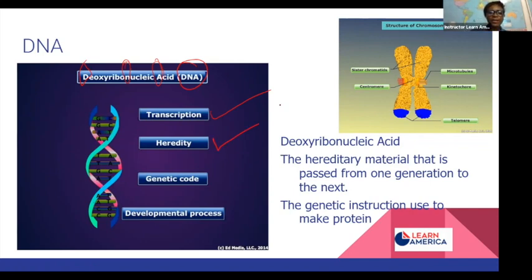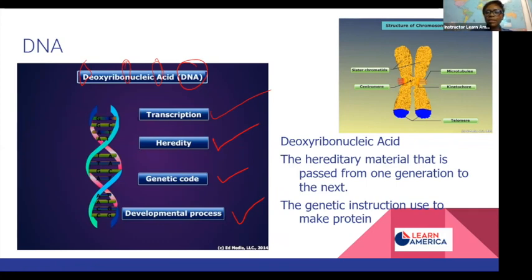You have your hereditary information that's being passed on. It is your genetic code for everything that will be expressed in the organism. And all the development process of the organism is found in the DNA code.